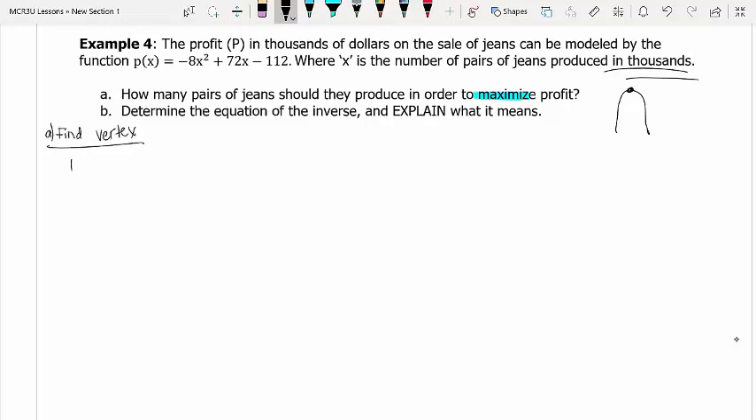So our function is this. And it's very hard to determine the vertex from a function in standard form. So let's put this function into vertex form by completing the square.